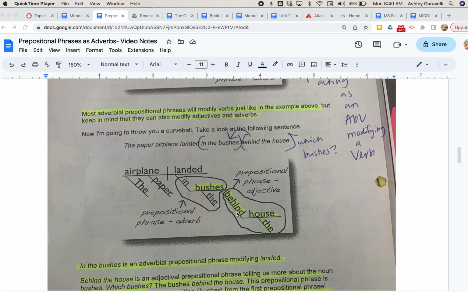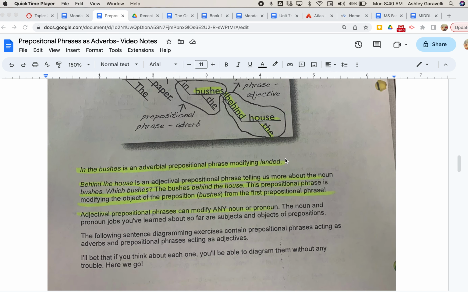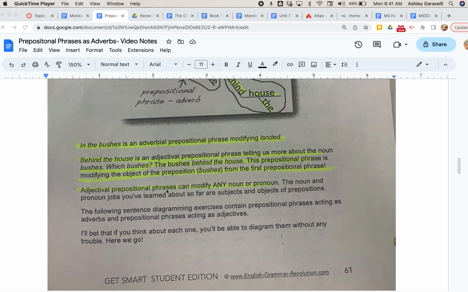So you just still do your prepositional phrase just like normal. Behind is your preposition, house is your object, and then the is your adjective. Does that make sense? So right here it says in the bushes is an adverbial prepositional phrase modifying landed. Behind the house is an adjective prepositional phrase telling us more about the noun bushes, which bushes. Adjective prepositional phrases can modify any noun or pronoun.